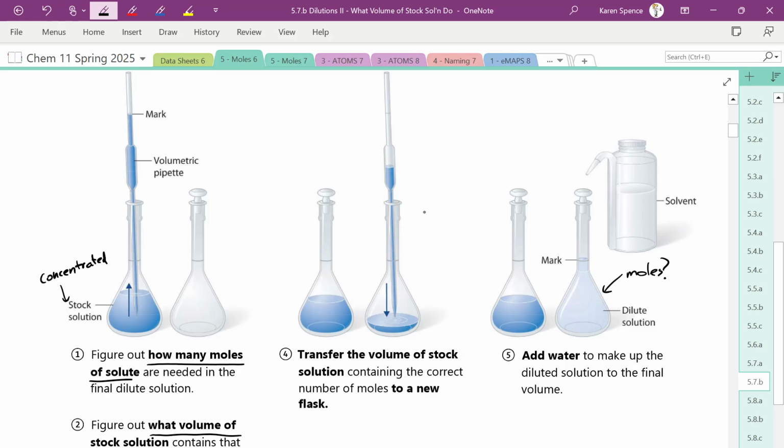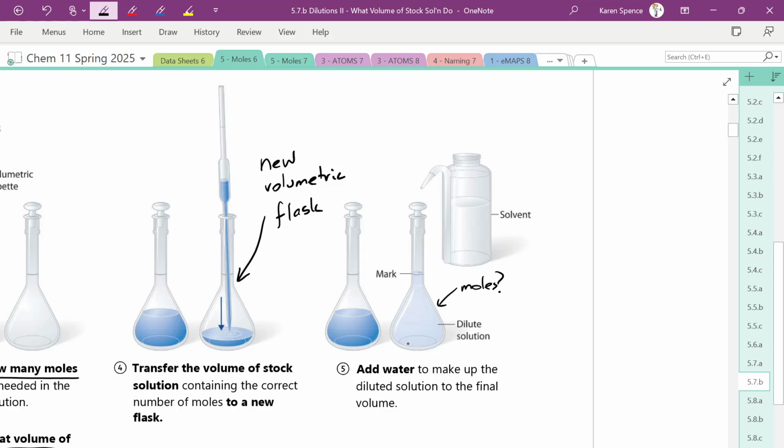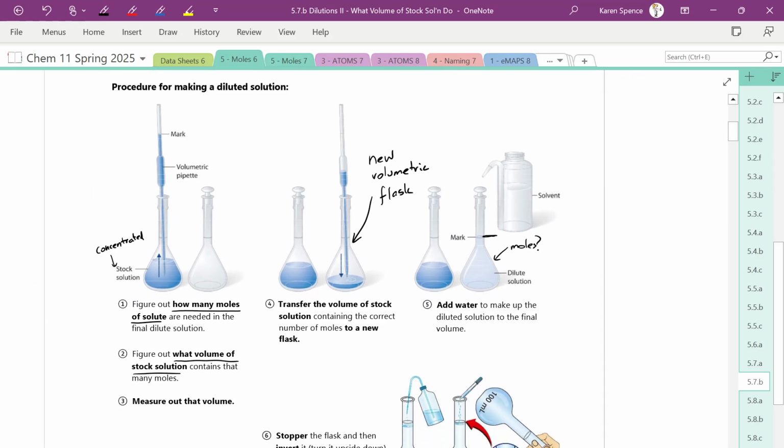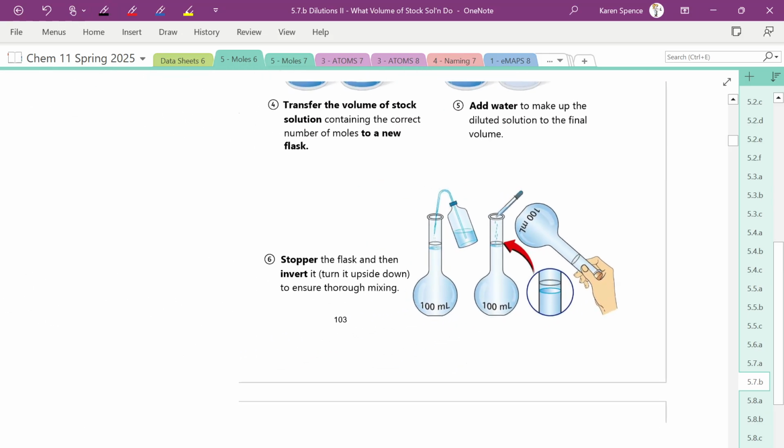You put it into a new volumetric flask. Yes? And then you add water. There it is in our new volumetric flask. And then we add water up to the new volume that we want. Okay, and now it has been diluted. Just like before, though, you always have to make sure you stopper it, and then what do you do? You invert to mix, okay?